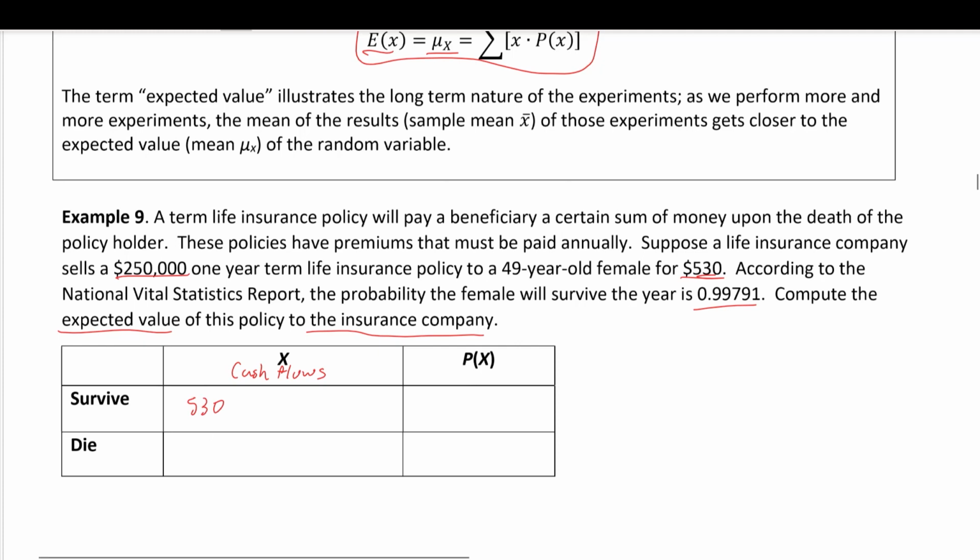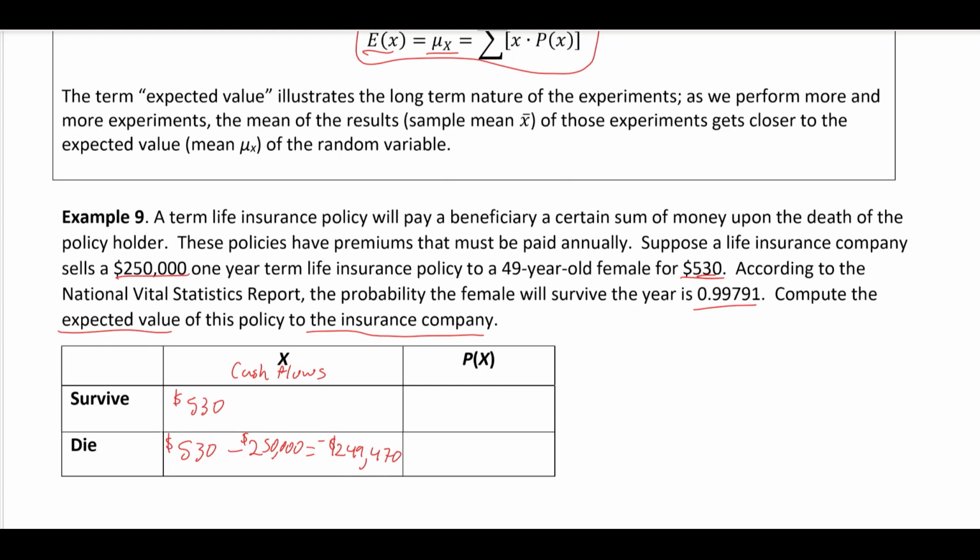Now, if someone dies, at the beginning of the year the insurance company received $530, but upon death, they have to pay out $250,000. So there's a net cash flow of 530 minus 250,000, and it is negative. I'm going to put a dollar sign in front of this: negative $249,470.